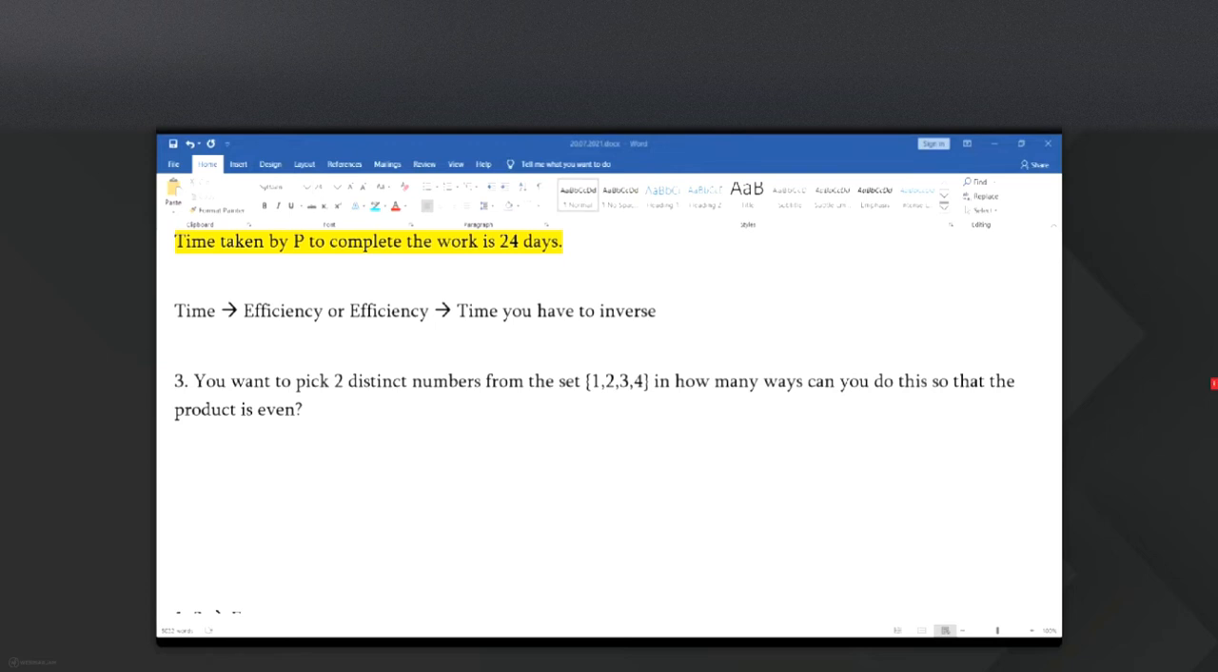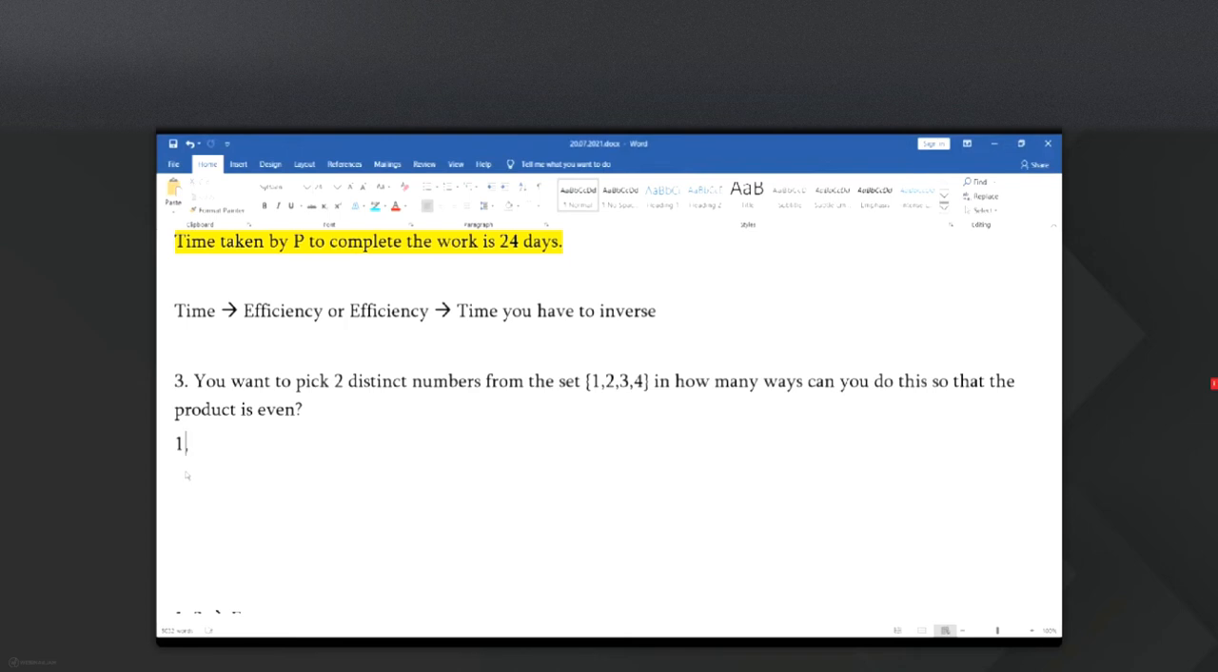Right. Let me just explain this question here, guys. Now, what happens is, you want to pick two distinct numbers from the set. In how many ways can you do this so that the product is even? Now, in how many ways? First of all, you can pick two distinct numbers. That is the question here.